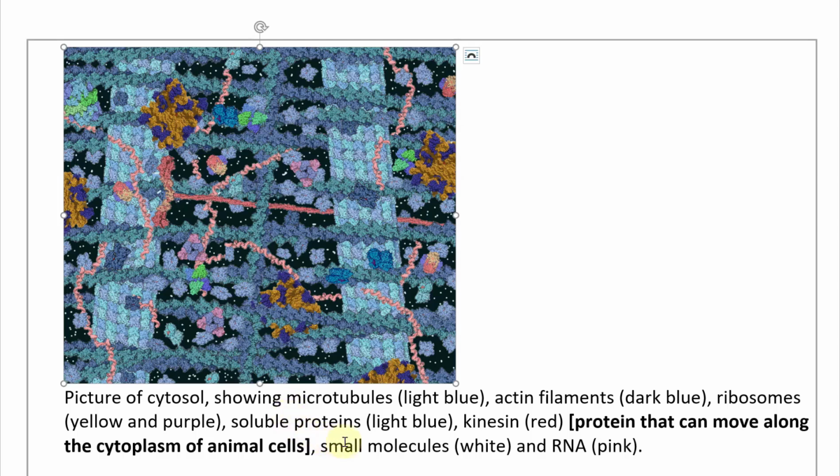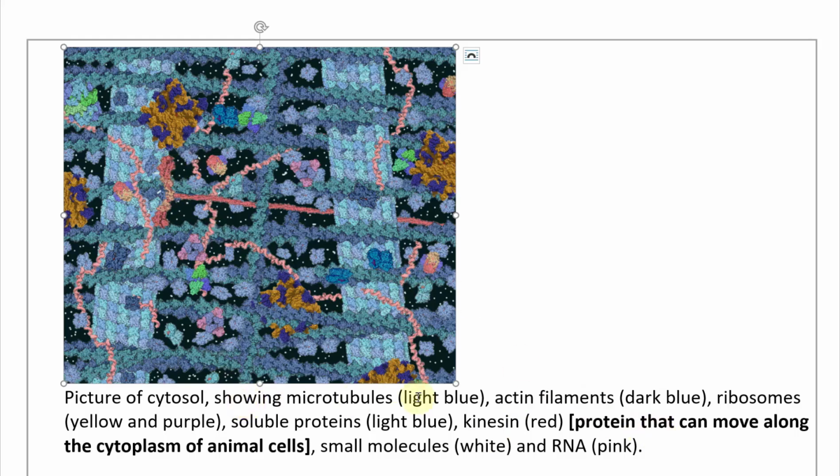And you also have soluble proteins in light blue, a bunch of these ones there. And you also have kinesin, or actually I believe it's pronounced kinesin. So that's in red. It could be these. Yeah, that's the red one, which is a protein that can move along the cytoplasm of animal cells.